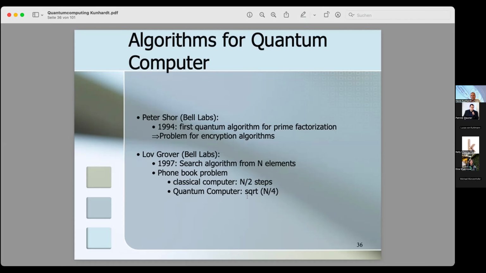Two names that you should know in the field are Peter Shor from the Bell Labs, 1994. He was the first one who created a quantum algorithm for prime factorization. And the next one was Lov Grover from Bell Labs as well. In 1997, he created a search algorithm for n elements.